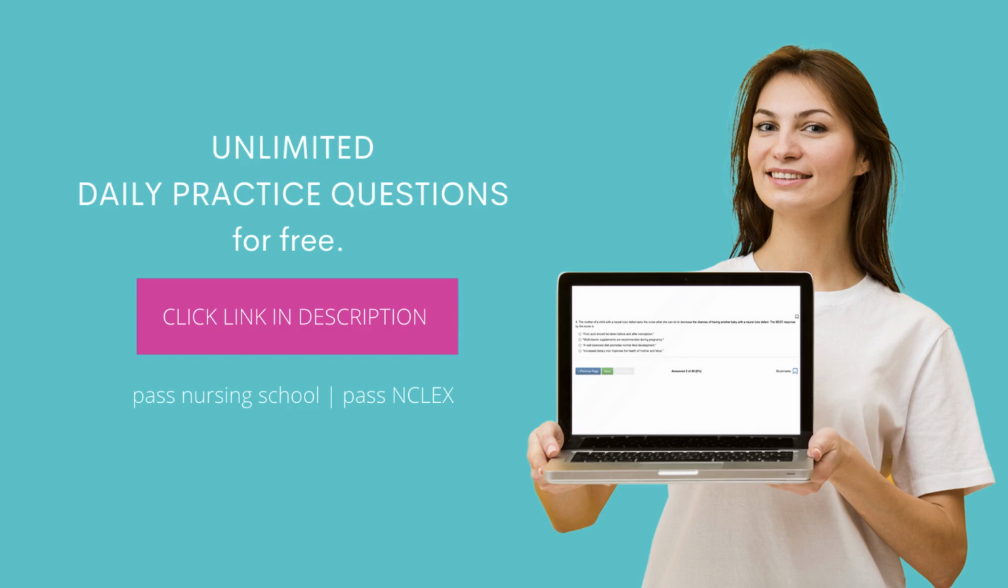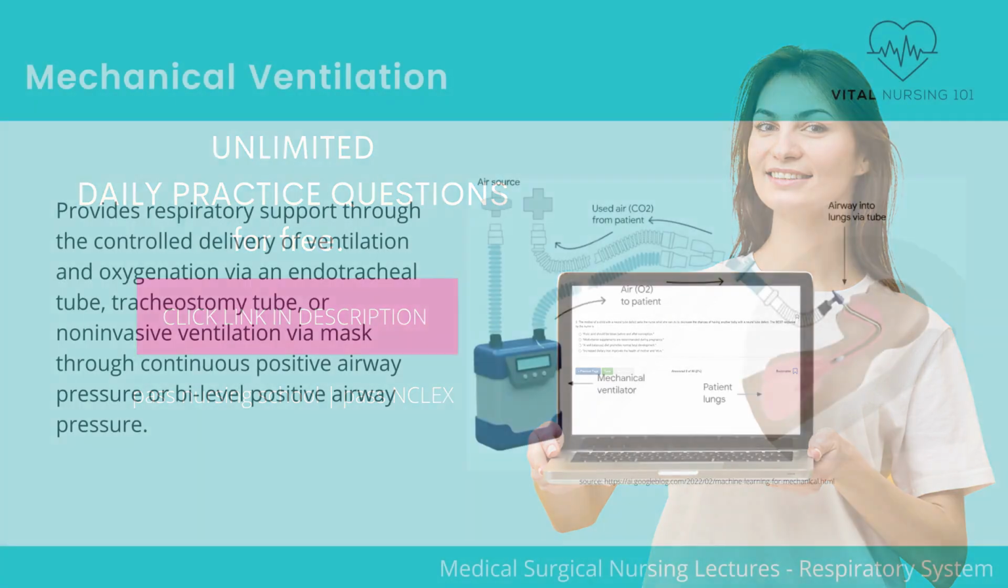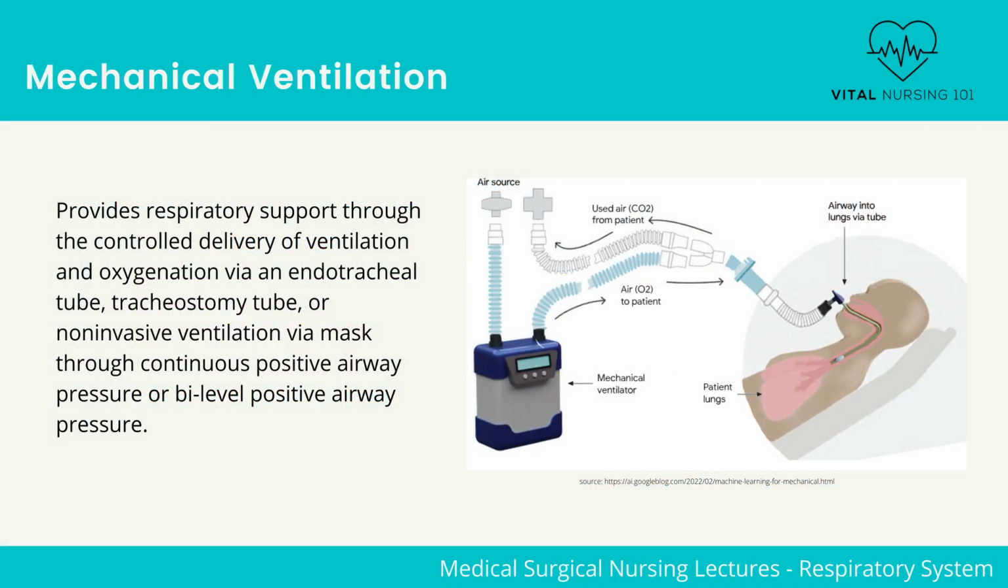Welcome to another video. In this video, we will continue learning medical surgical nursing starting with mechanical ventilation. Mechanical ventilation provides respiratory support through the controlled delivery of ventilation and oxygenation via an endotracheal tube, tracheostomy tube, or non-invasive ventilation via mask through continuous positive airway pressure or bilevel positive airway pressure. There are three main reasons to use mechanical ventilation, which are: during surgery, acute respiratory distress, respiratory failure.